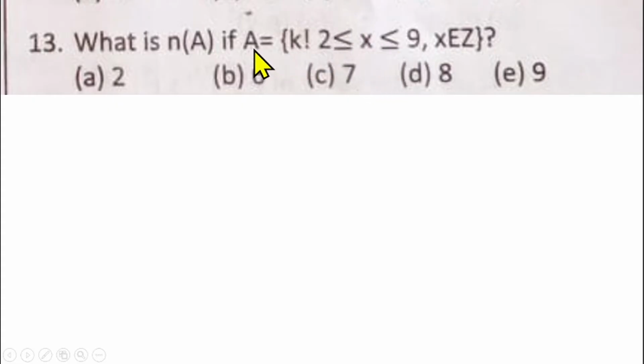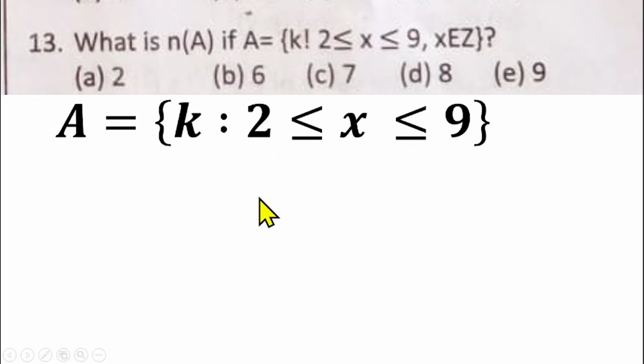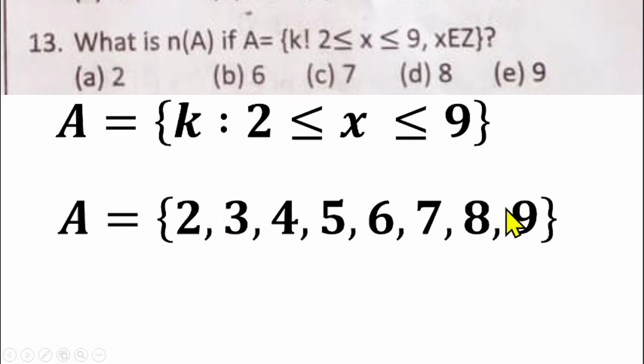So you're having the set A, you're having the k elements such that the element of A is from 2 less than or equal to x less than or equal to 9, where x belongs to the integers. So of course, if you understand inequalities, you would know that 2 is less than or equal to x means x is greater than or equal to 2. So the elements will start from 2, then less than or equal to 9, so it will end in 9. If you decode this, the elements will be 2 to 9.